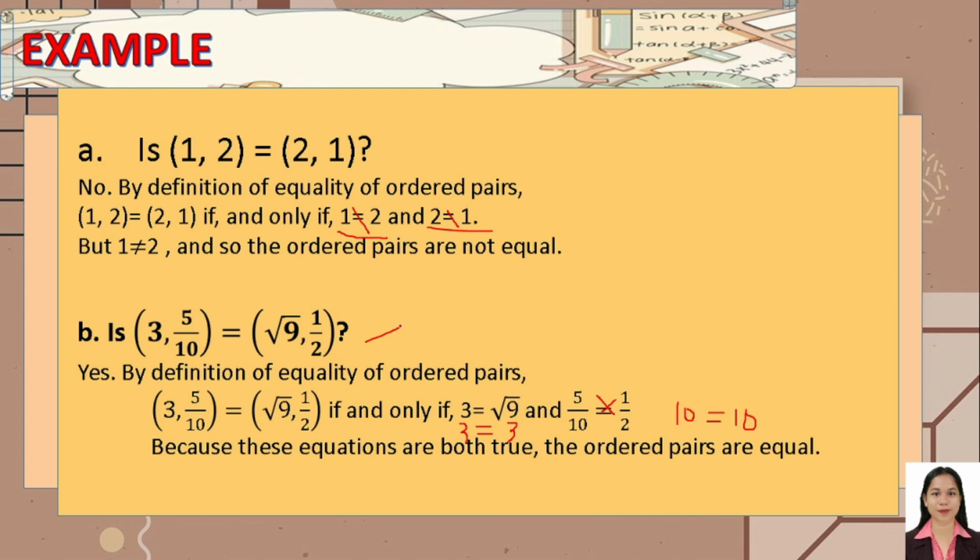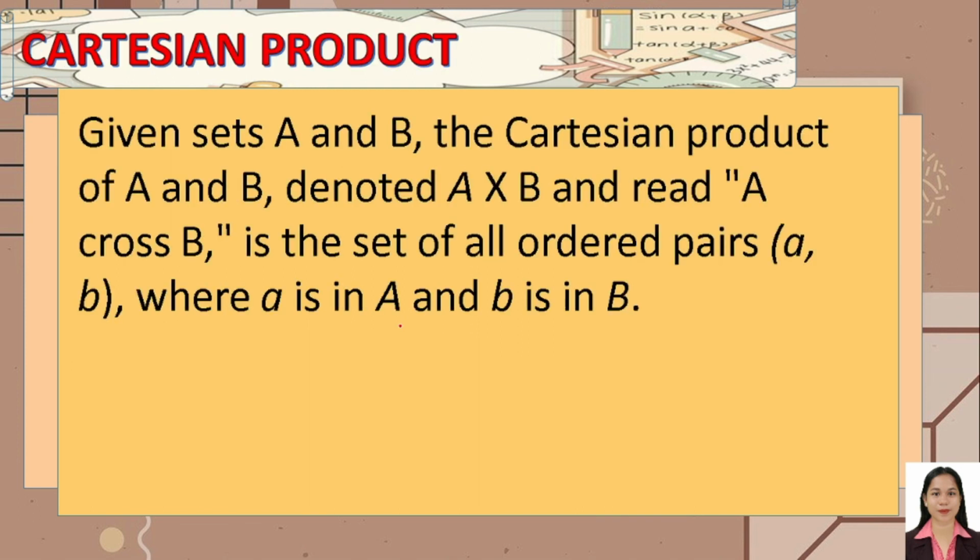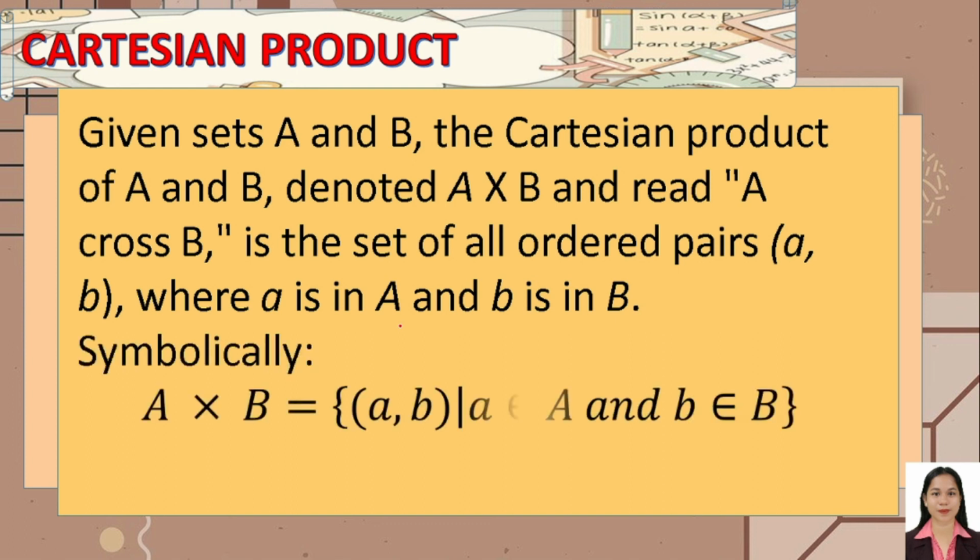So, let's proceed to the Cartesian product. Given sets A and B, the Cartesian product of A and B, denoted A × B and read as A cross B, is the set of all ordered pairs (a, b) where a is in A and b is in B. Symbolically, A × B is equal to the set of ordered pairs (a, b) such that a is an element of A and b is an element of B.